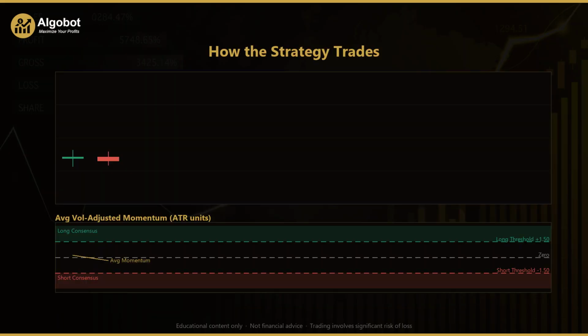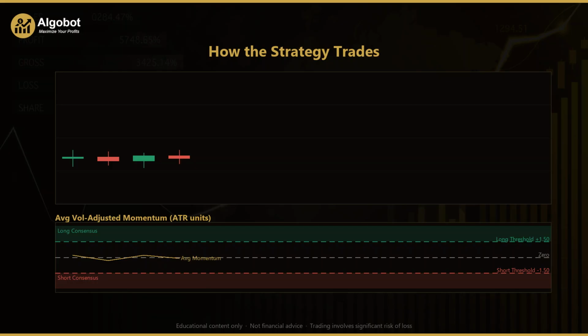Now let's bring it all together on the chart and watch both a long and a short play out step by step. On the lower panel, you'll see a single reading, the average vol-adjusted momentum across all 4 horizons, measured in ATR units. There's a green line at positive 1.5, the long threshold, and a red line at negative 1.5, the short threshold, with a 0 midline in between. Watch how the market interacts with those levels.